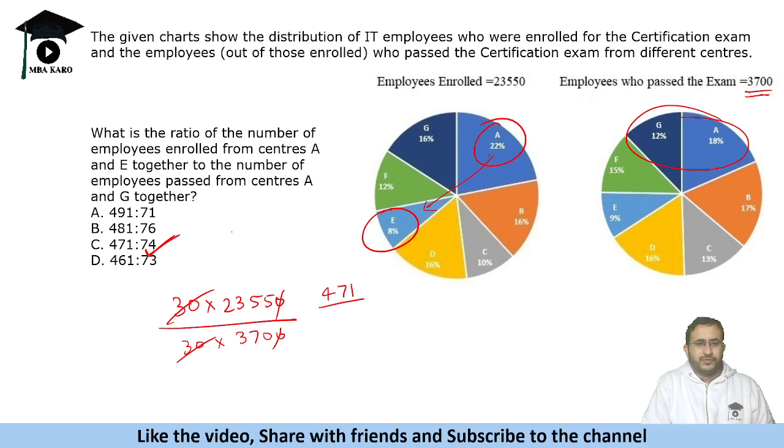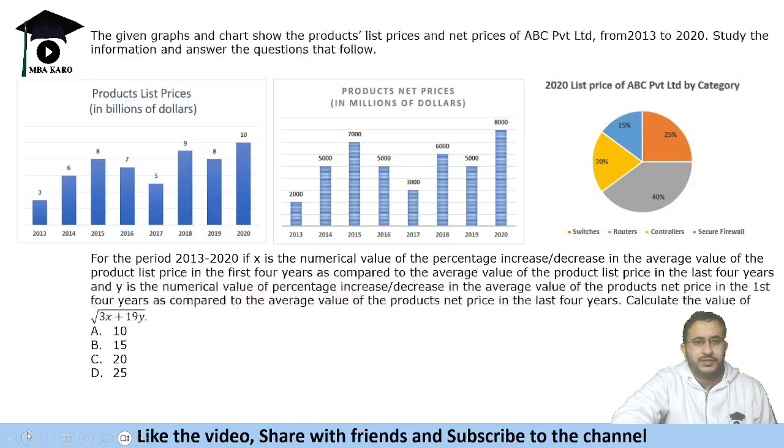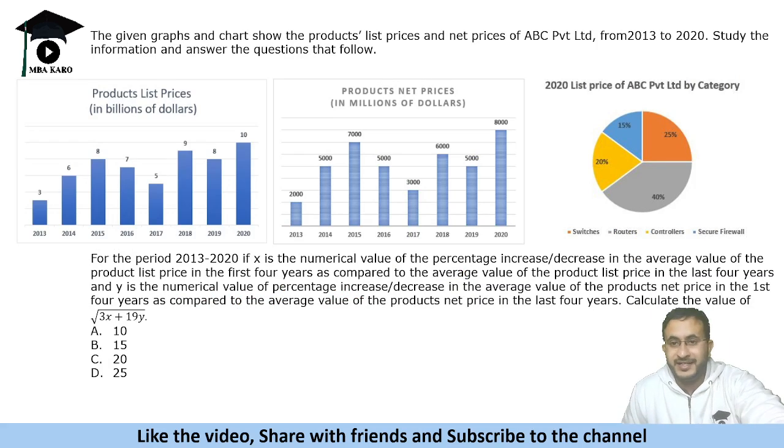So judiciously, one must attempt questions in such sets. Okay, so here's the next one. This particular set had very long questions, and one should have ideally skipped them in the examination. So this gives the product list price, product net price, and 2020 list price ABC by category. Okay, so list price has been categorized in these four categories for 2020.